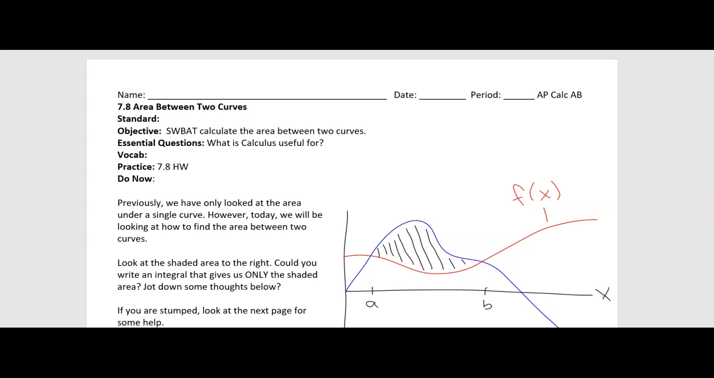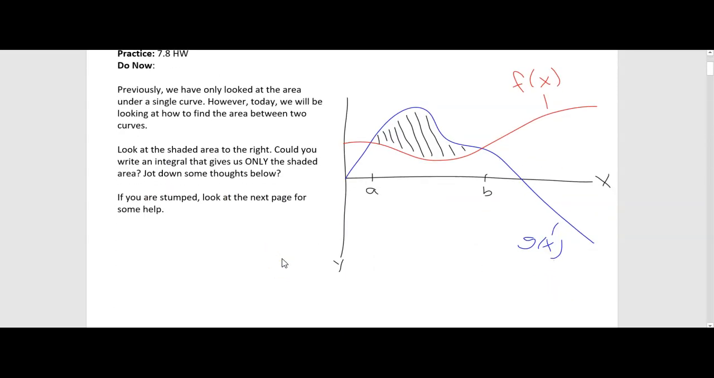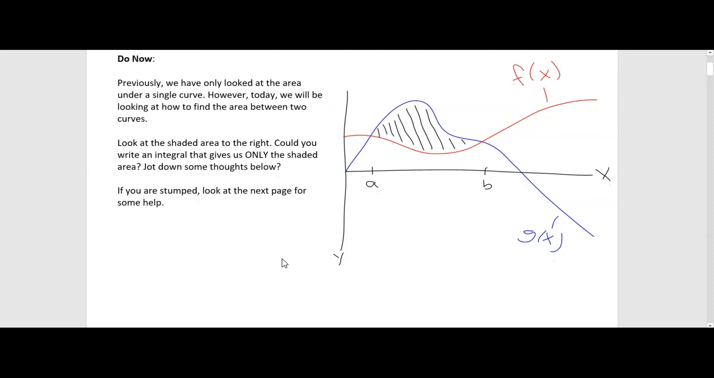Let's do a little brainstorming before we show you how to do it. Here we have an area on the graph, shaded in black, between the functions f of x and g of x. This area goes from x equals a, where it starts, to x equals b, where it ends. Based on what you know about integration and the area underneath a curve, or between a curve and the x-axis, could you try to set up an expression to find this specific area?